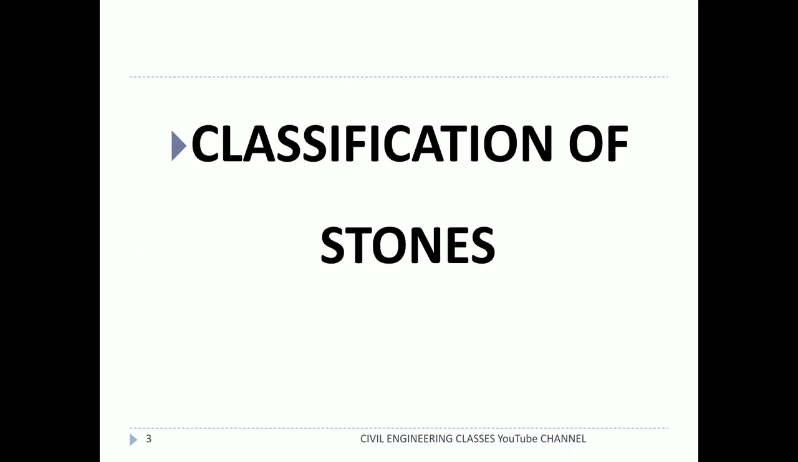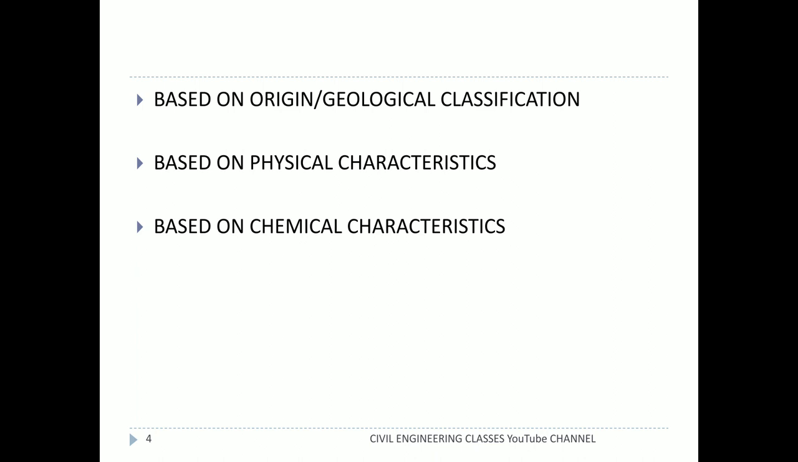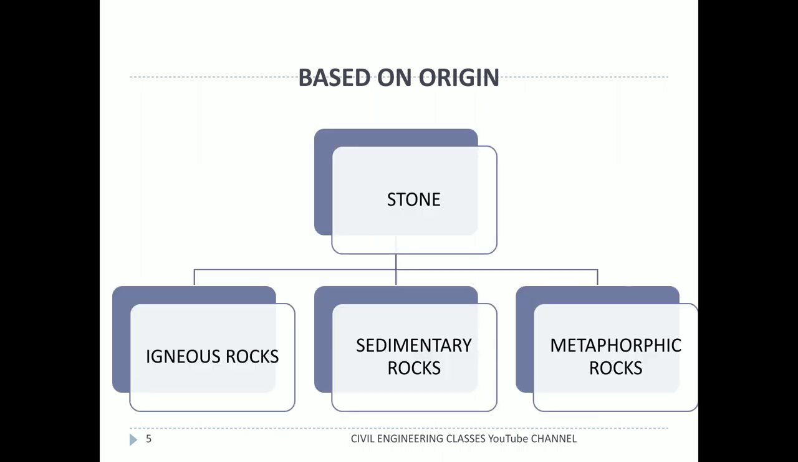First thing is about the classification of stone. Stone can be classified based on their origin, that is a geological classification, based on their physical characteristics, that is physical classification, based on their chemical characteristics, that is a chemical classification. First one is based on their origin or the geological classification. Based on the geological classification, the stones can be classified in three ways, that is igneous rocks, sedimentary rocks, and metamorphic rocks. Let's see them one by one.